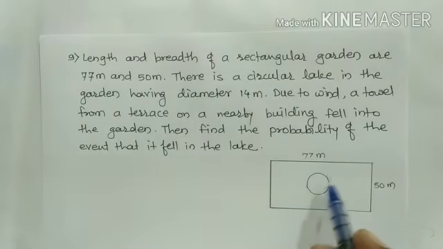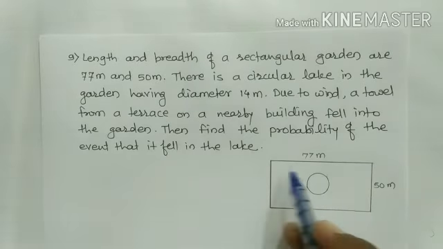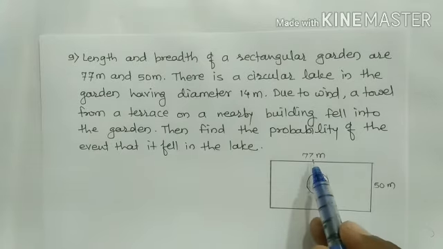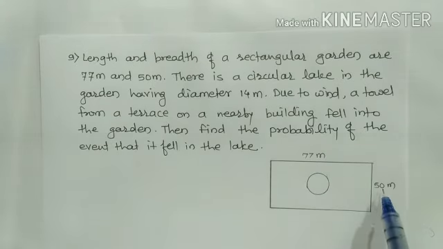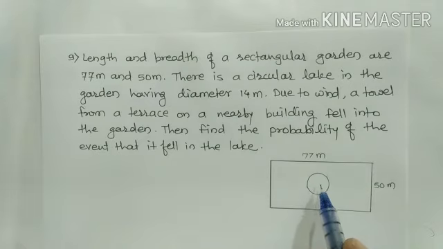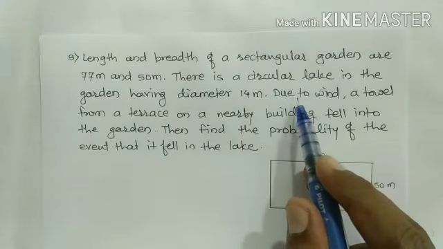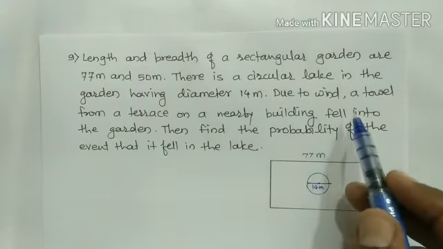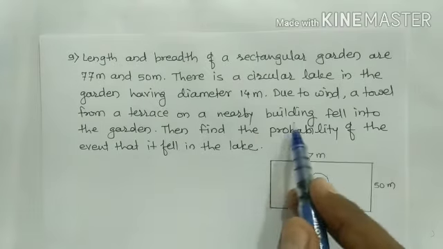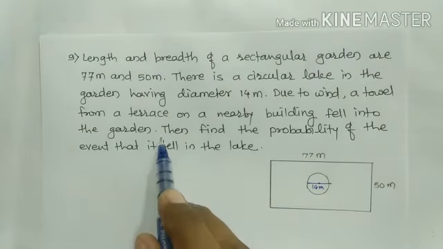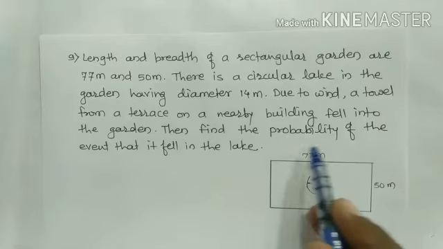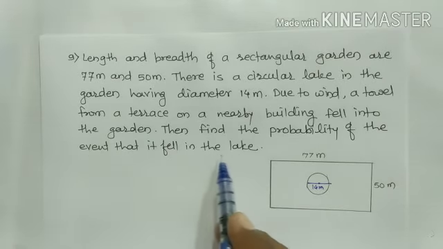See, here is the figure. In this figure, this is a rectangular garden having length 77 meter and breadth 50 meter. This is a circular lake having diameter 14 meter. It means that the radius of this circular lake is 7 meter. Here the event is given: due to the wind, a towel from a terrace on a nearby building fell into the garden. Then find the probability of the event that it fell in the lake.